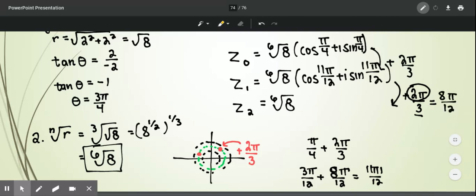So if you add 8 pi over 12, then we're now at cosine of 19 pi over 12 plus i sine 19 pi over 12. And that would be your third root. So these 3 answers, and we're just going to leave it in trig form.